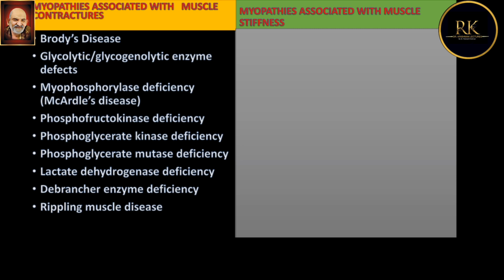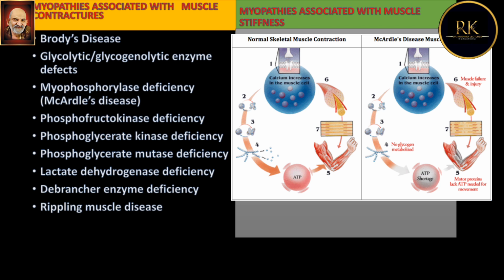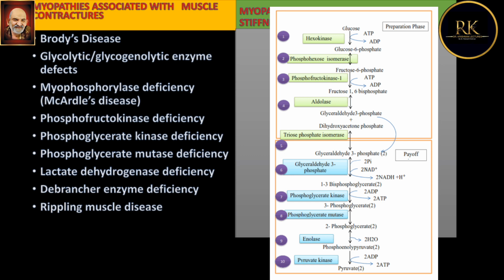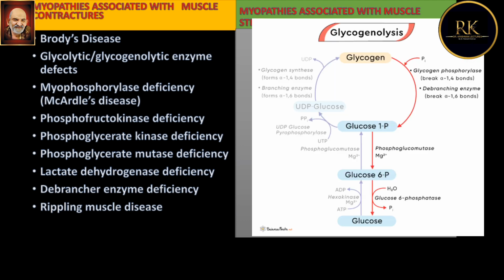Myopathies associated with muscle contractures include Brody disease, glycolytic or glycogenolytic enzyme defects, myophosphorylase deficiency, also called McArdle's disease, phosphofructokinase deficiency, phosphoglycerate kinase deficiency, phosphoglycerate mutase deficiency, lactate dehydrogenase deficiency, debrancher enzyme deficiency and Rippling muscle disease.